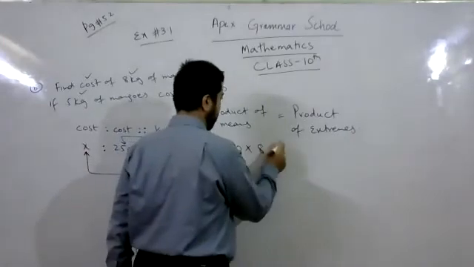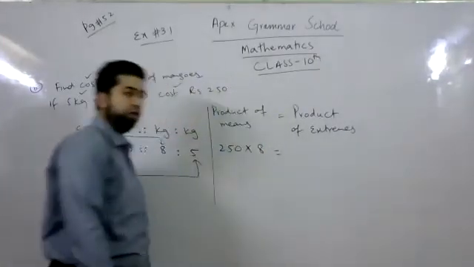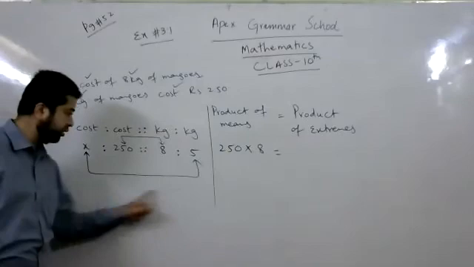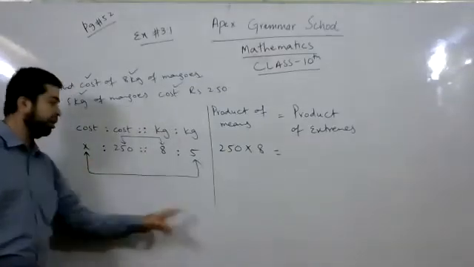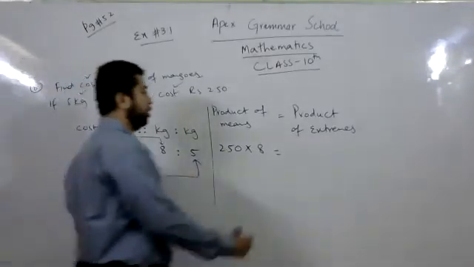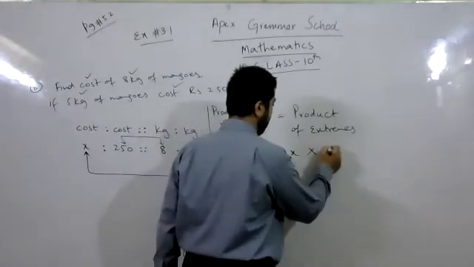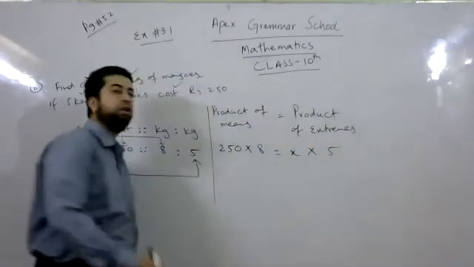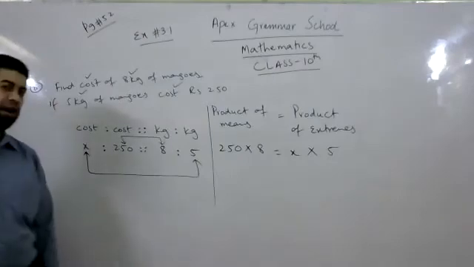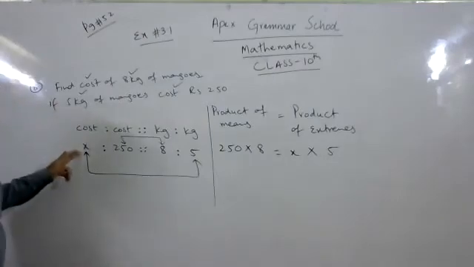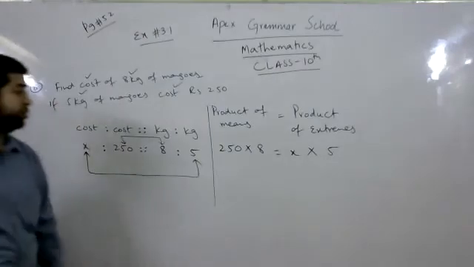250 multiplied by 8 is equal to the product of extremes. These are the extremes: x multiplied by 5. So you can write it as x multiplied by 5. So what do you need to find? We need to find this cost, x. You need to find the value of x basically.